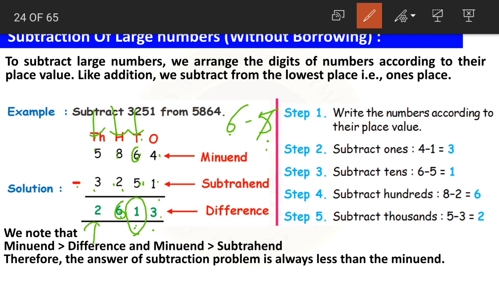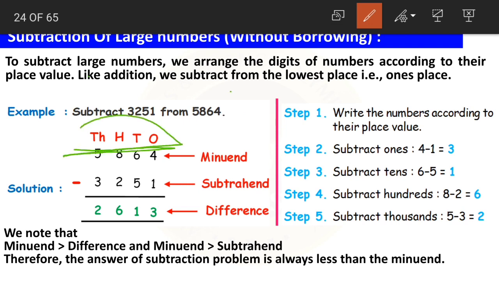Yes, children. Now this bigger number is called minuend and the smaller number is called the subtrahend. This is how we subtract large numbers. It is the same as subtracting smaller numbers. The only difference is that here we have many place values. What do we note? We note that the minuend is greater than the difference.